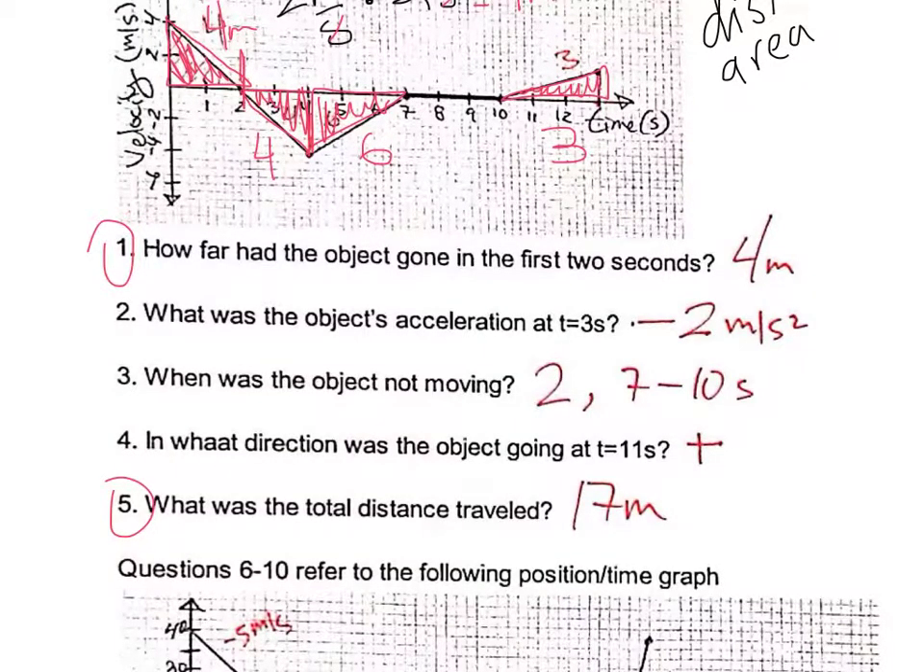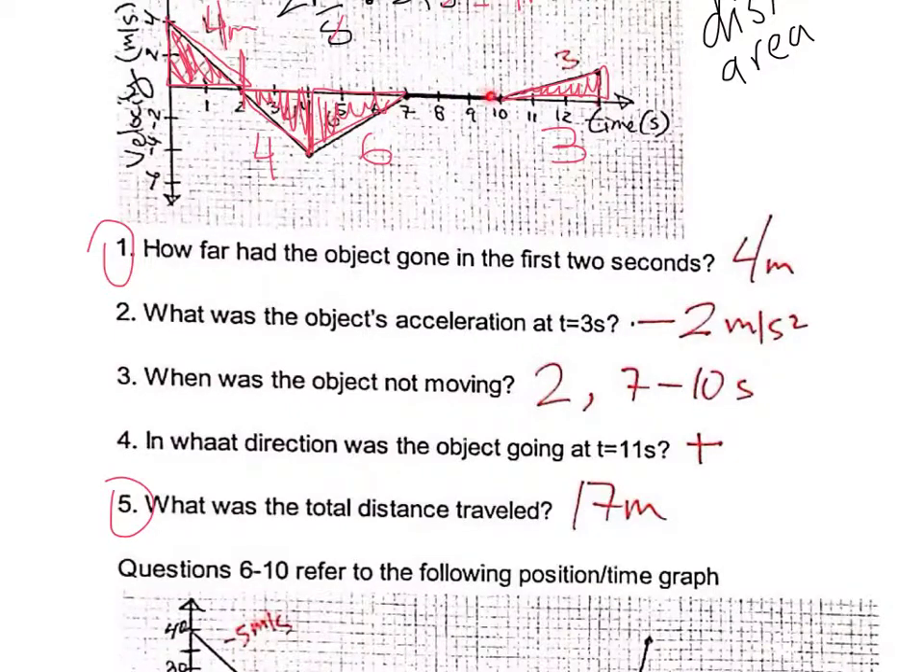Question 2. What was the object's acceleration at t equals 3 seconds? So that is simply the slope. Alright? Pay attention to the units here when finding slope. It changes by 4 meters per second over the course of 2 seconds, so we'd end up with a negative 2 meters per second squared slope of this line. Rise over run.